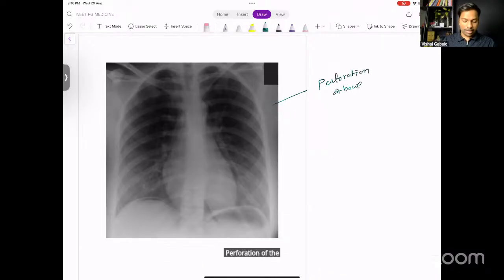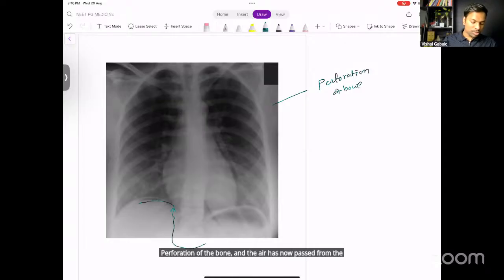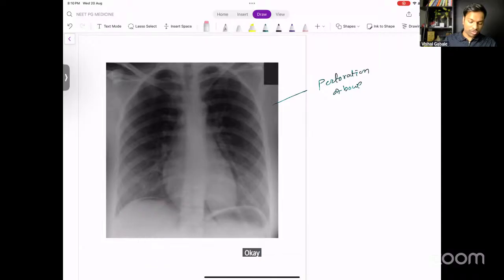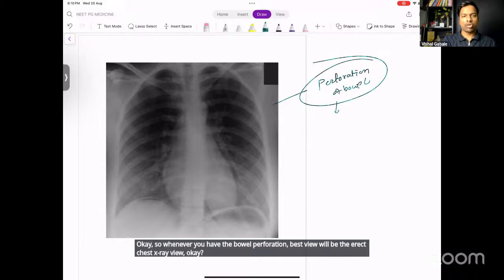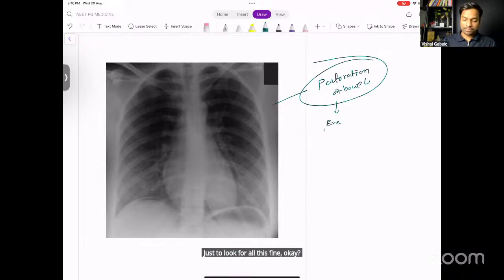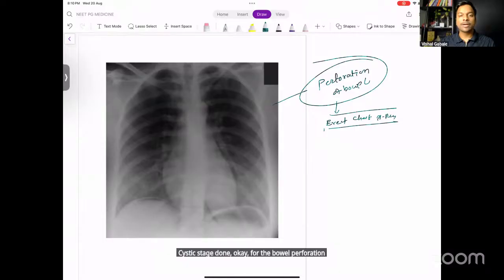The air has now passed just below the diaphragm like this. Air under diaphragm is a very important sign of bowel perforation. So let's see certain signs for bowel perforation. Whenever you have bowel perforation, the best view will be the erect chest X-ray. Even a supine abdomen X-ray and erect abdomen X-ray are also good for us. What are the classic X-ray signs? First is free air under the diaphragm and the continuous diaphragm sign.